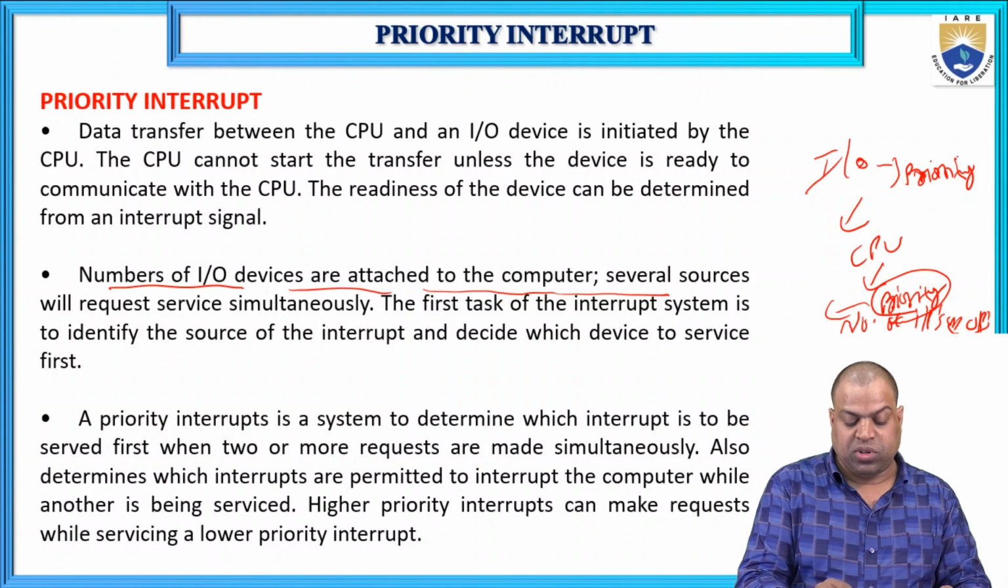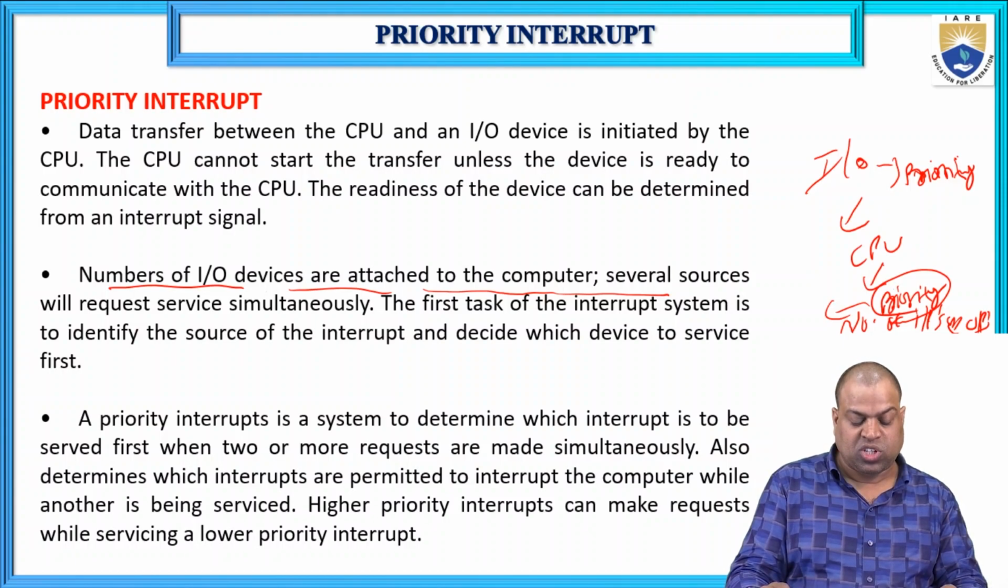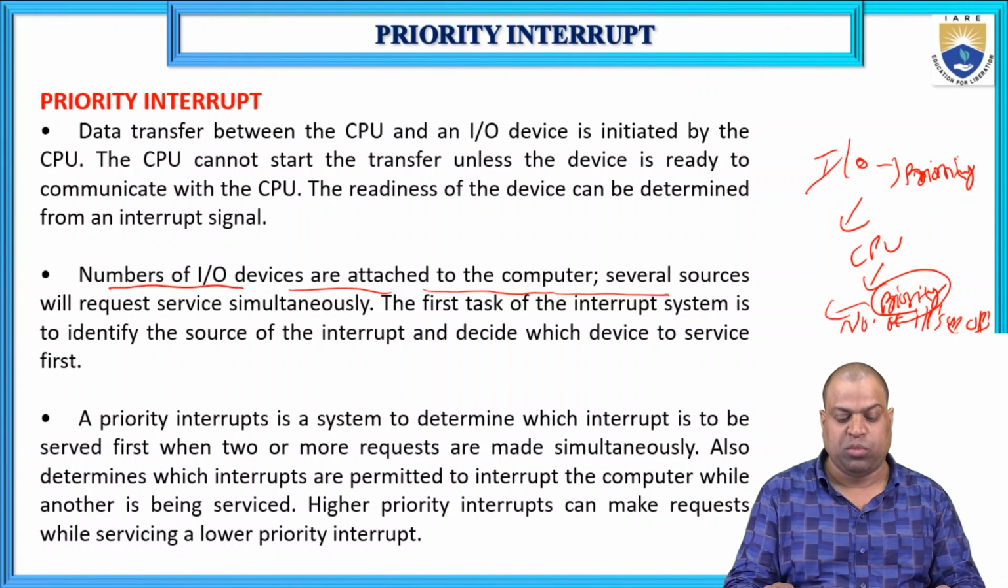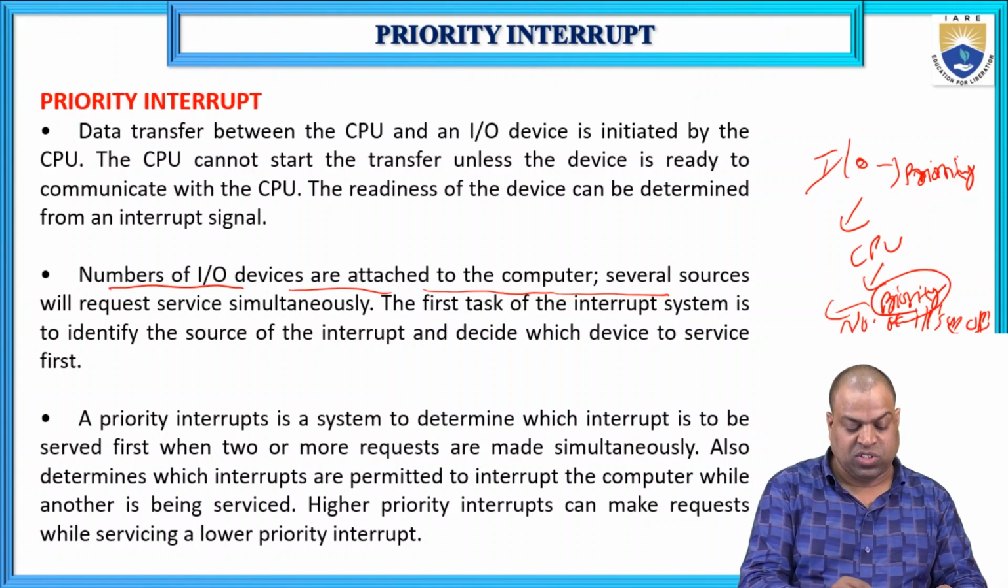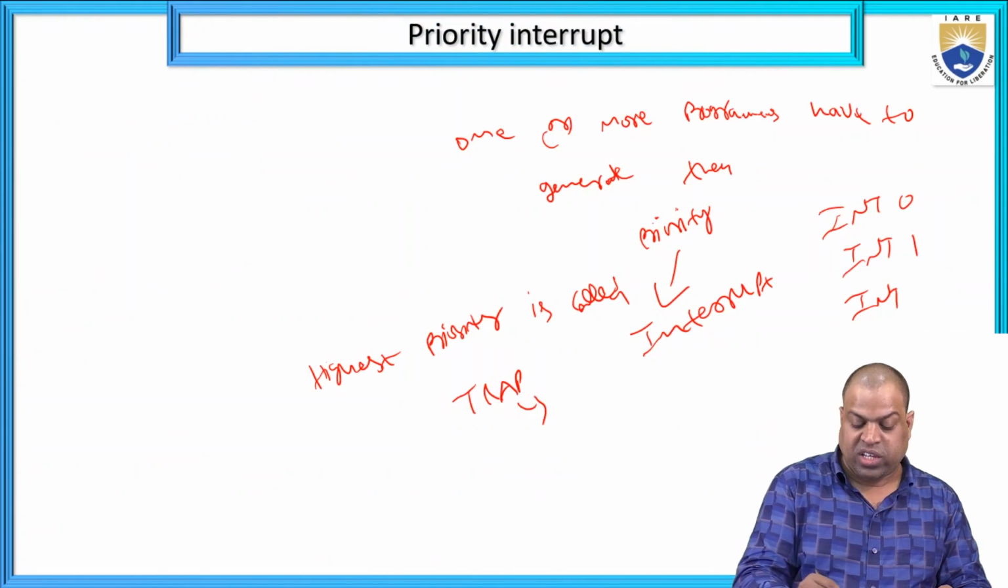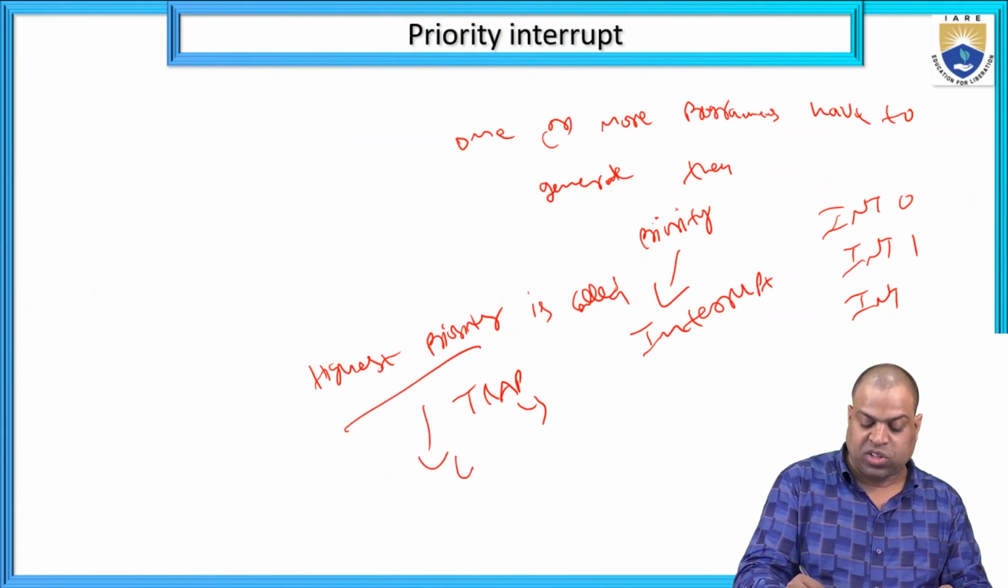A priority interrupt is a system to determine which interrupt is to be served first when two or more requests are made simultaneously. It also determines which interrupts are permitted to interrupt the computer while another is being serviced. A higher priority interrupt can make a request while servicing a lower priority interrupt. So first we go for the highest priority, and only then for the lowest priority.